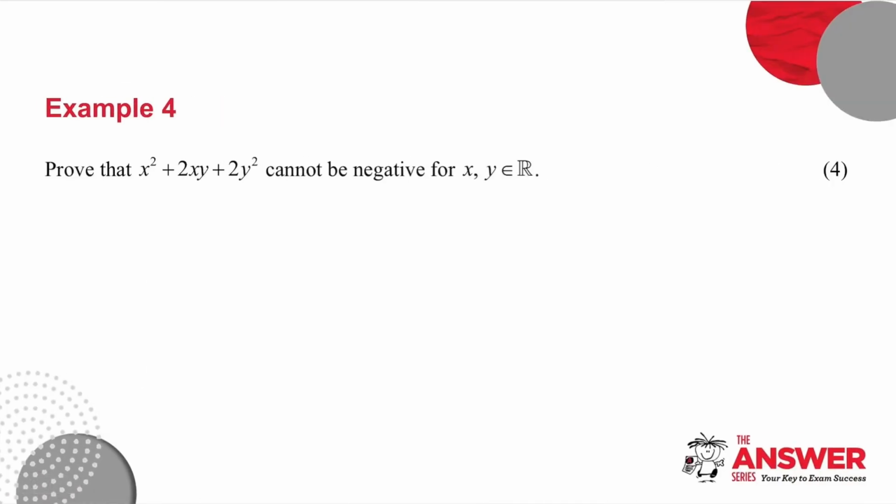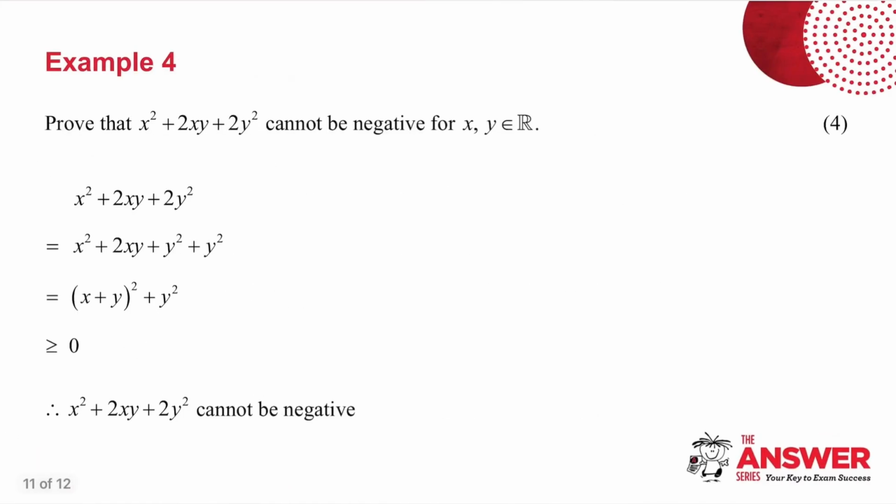Example number 4 is a problem-solving question. It says to you, prove that x squared plus 2xy plus 2y squared cannot be negative for x and y real numbers. Pause the video, try this, and then we'll look at it together. What I need to do is I need to take this and I need to break it up somehow. And this is why it's a problem-solving question, because there's been no hint given to you whatsoever.